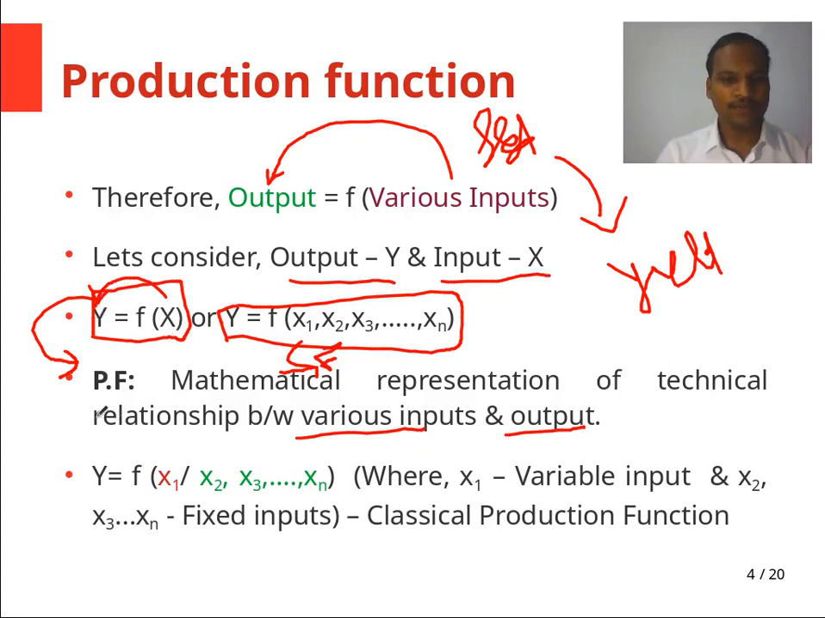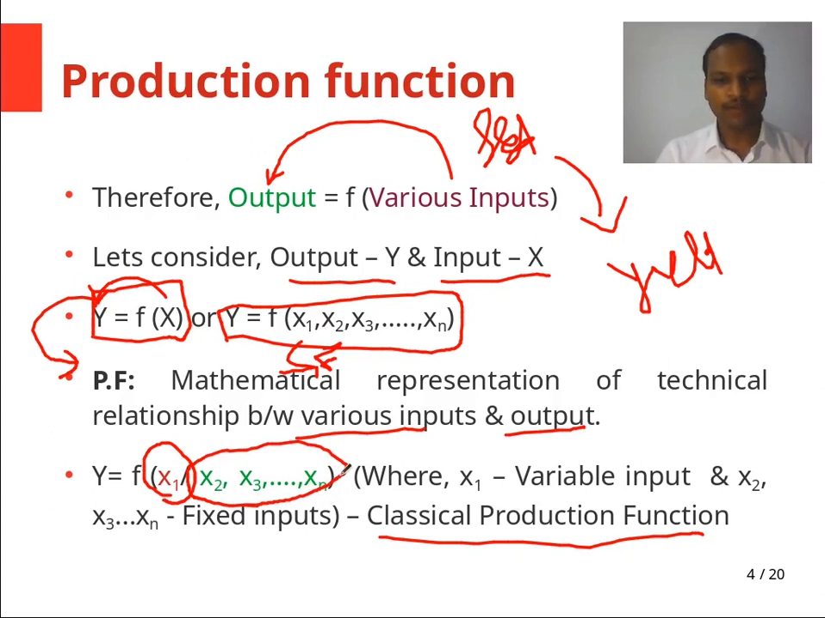Then we can talk about the classical production function. The classical production function uses only one variable input, keeping all other inputs as such. We know the ceteris paribus condition, in which we keep all other things that we don't require as constant. Similarly here in the production function also, only one variable input is changed, keeping all other inputs as such.